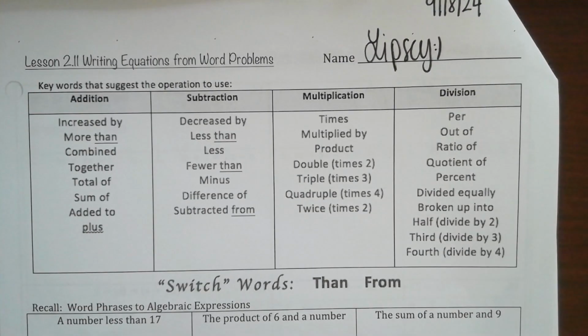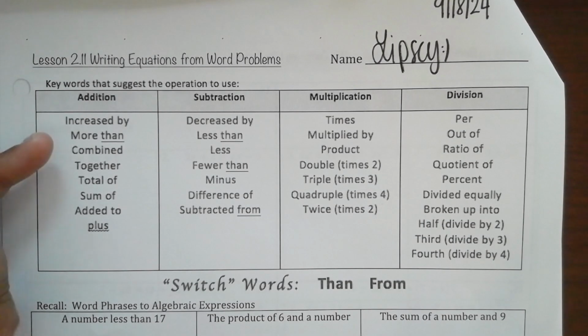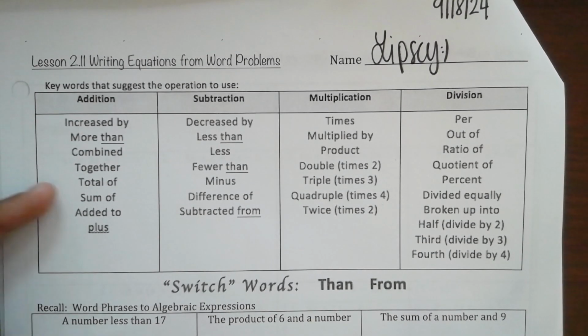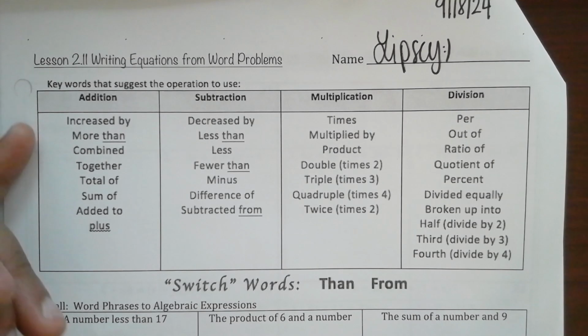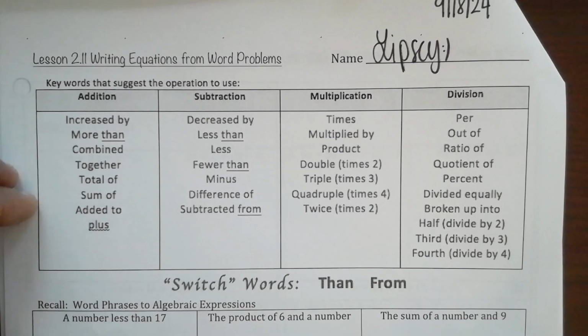There we go. So we know addition: increased by, more than, combined, together, total of, sum of, added to, and plus. This is just some. There are multiple more that have not been added on here. These are just the most common ones we see.